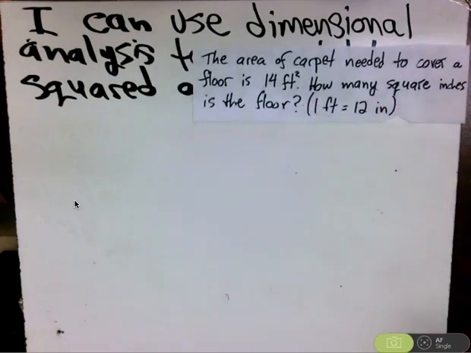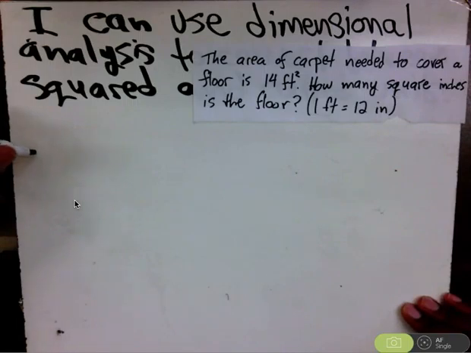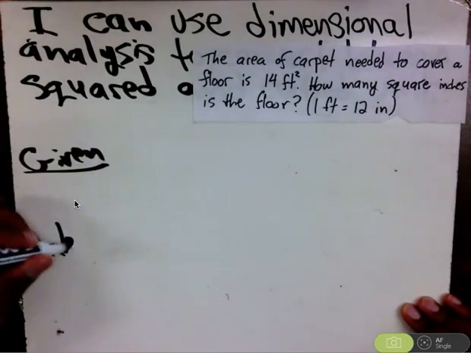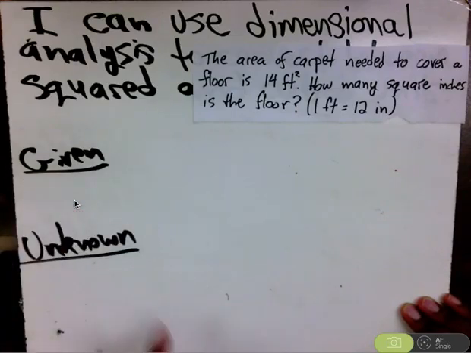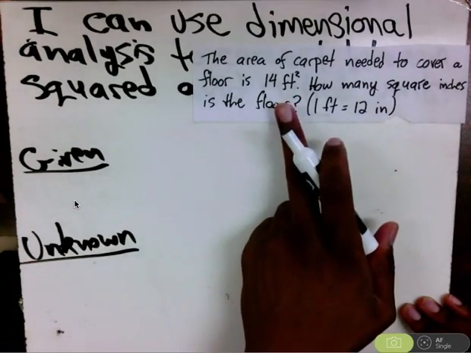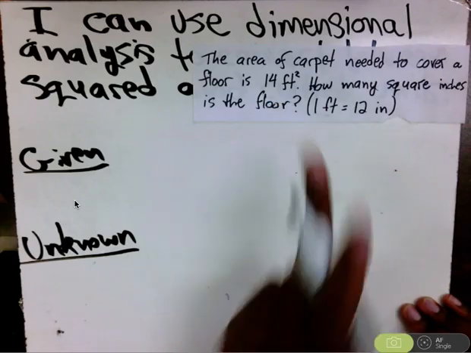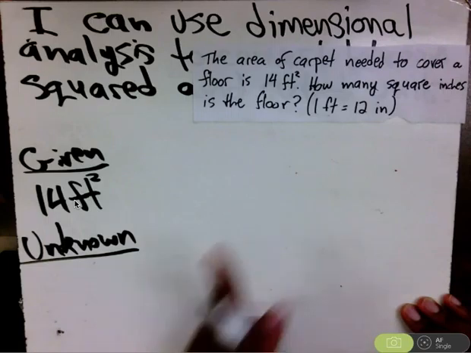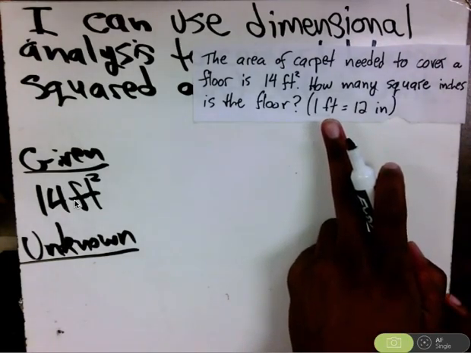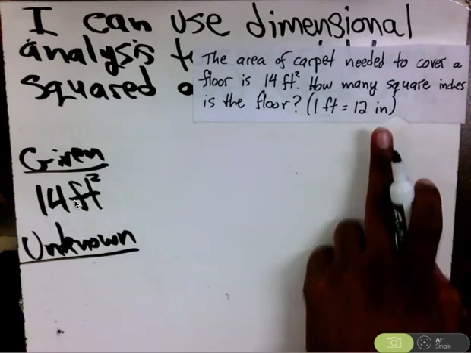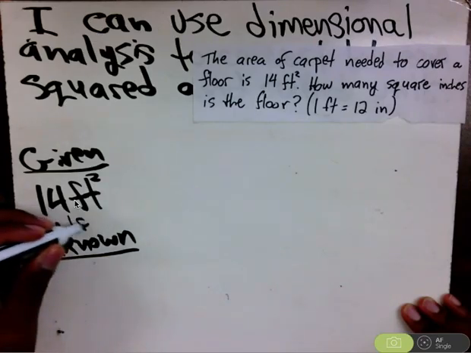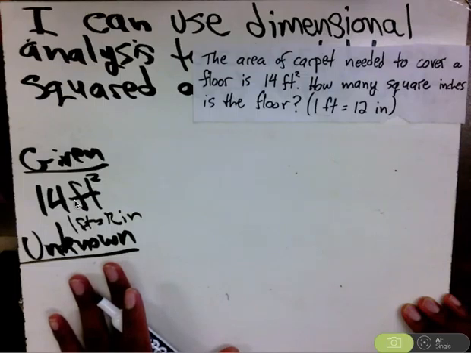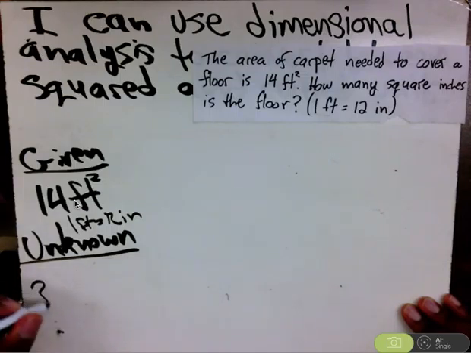So first thing, as we always do, we list our given quantity and our unknown quantity. Given to us is the area of carpet needed, 14 square feet. Also given to us is the conversion factor, 1 foot is equal to 12 inches. Our unknown is how many square inches.